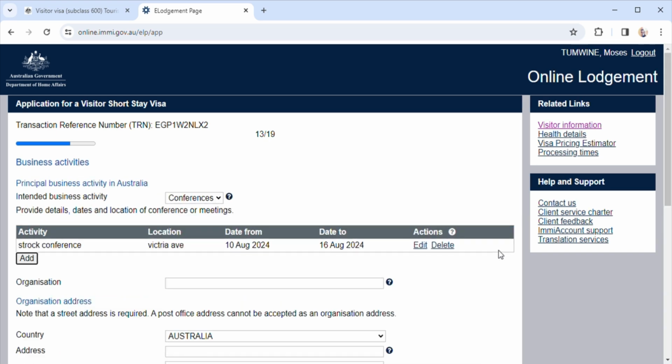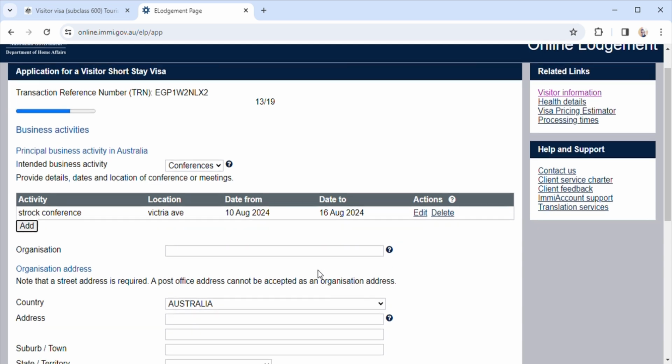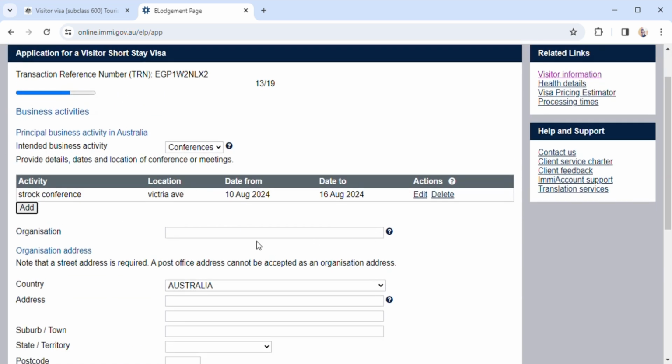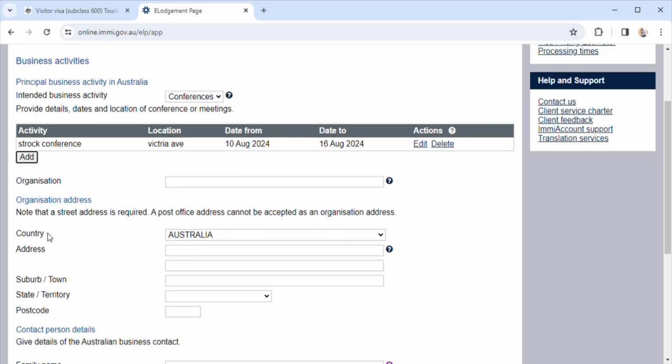Confirm. So here they're asking you for the organization address. Here you see what I told you: the invitation letter you get, or when you apply, the conference organizers will put the address where the conference will be held. So guys, you get all that information from the invitation letter. I don't want you to be stuck.